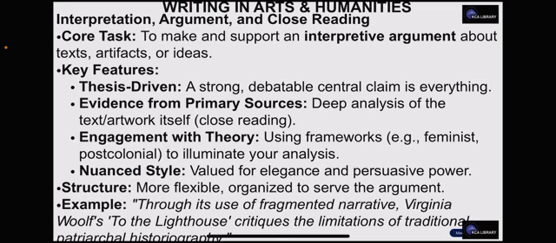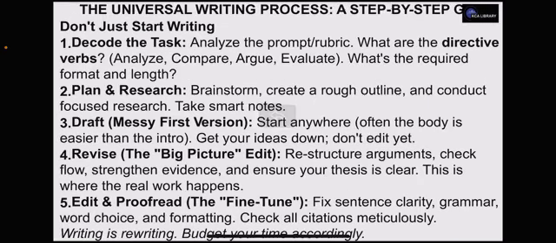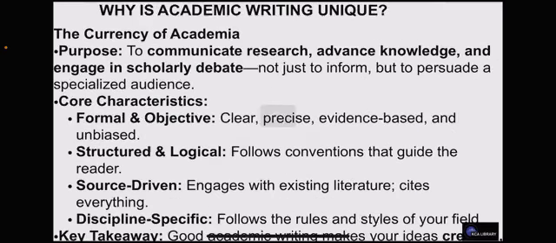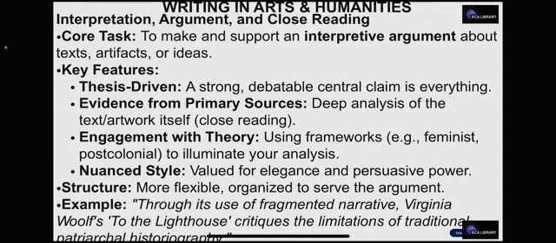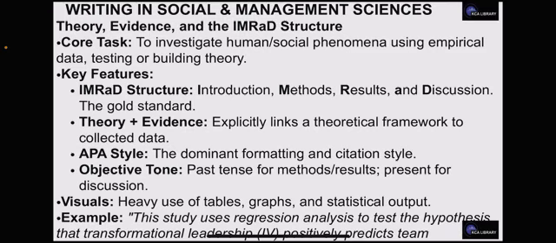So when I'm talking about style, writing in arts and humanities is valued for elegance and persuasive power. The structure is more flexible. It is organized to serve the argument. An example of writing in arts: through its use of fragmented narrative, Virginia Woolf's To the Lighthouse critiques the limitations of traditional patriarchal historiography.